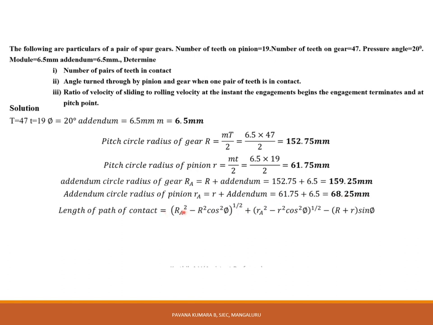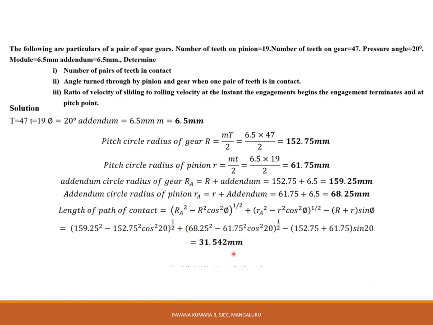So length of path of contact, using this formula, since the two spur gears are not equal, find out length of path of contact. The data is given here, using that you can find out length of path of contact. Phi is given, that is 20 degree, so you will get 31.542 mm, that is length of path of contact. Next, length of arc of contact is nothing but length of path of contact divided by cos phi. From that expression you can determine length of arc of contact.